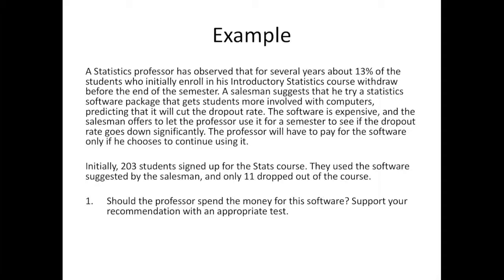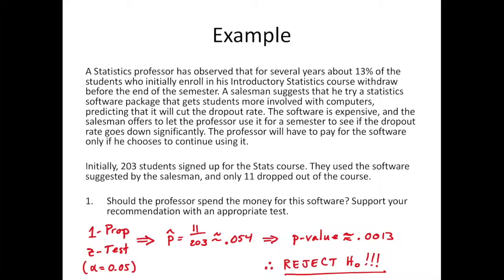Well, we talked about performing a two-sided or two-tailed test. So this is a one prop z-test, as your calculator calls it. We'll take alpha as being 0.05, so this is a 5% level of significance. Now, before we do any calculations, we should verify that the assumptions we're going to need are satisfied. So our p-hat is 0.054. So in this sample of 203 students, we have about a 5% dropout rate.